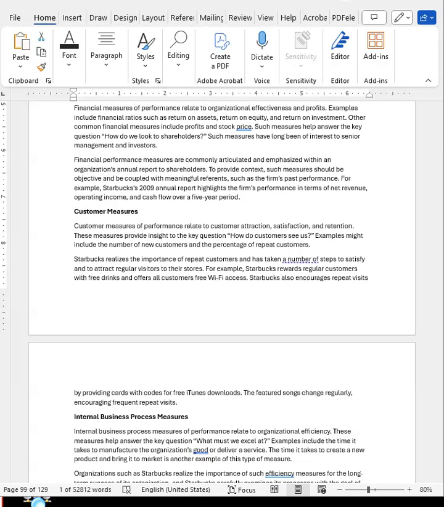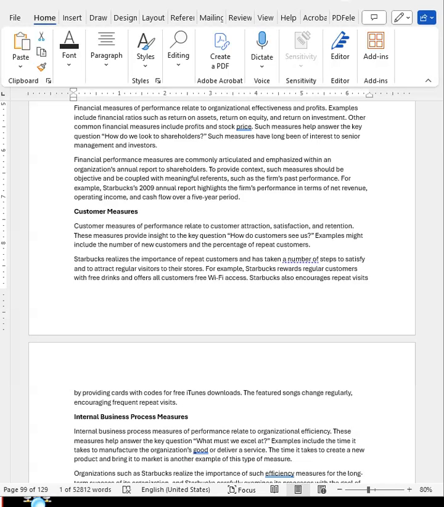Starbucks realizes the importance of repeat customers and has taken a number of steps to satisfy and to attract regular visitors to their stores. For example, Starbucks rewards regular customers with free drinks and offers all customers free Wi-Fi access. Starbucks also encourages repeat visits by providing cards with codes for free iTunes downloads. The featured songs change regularly, encouraging frequent repeat visits.